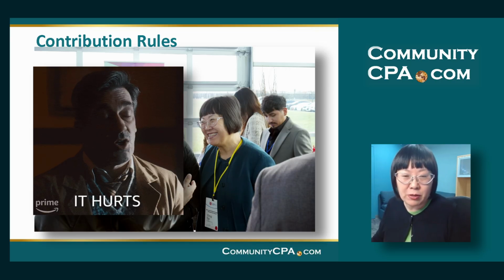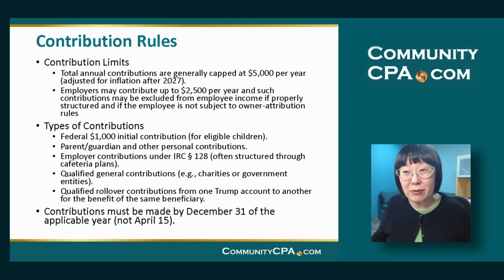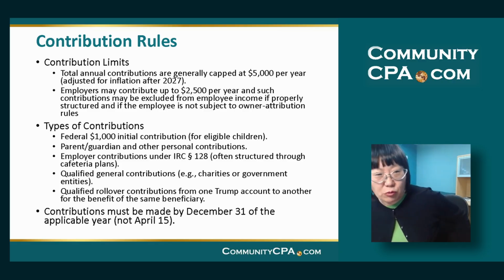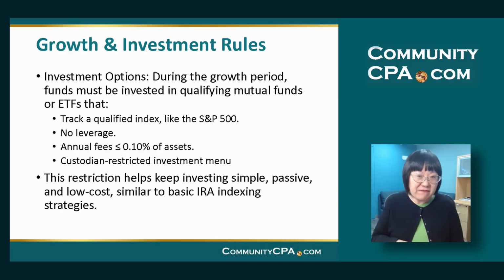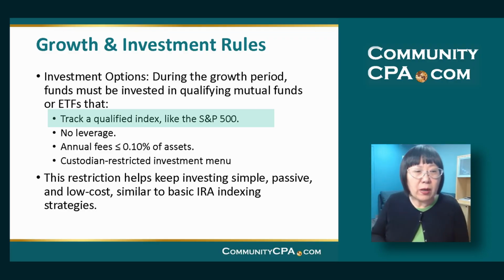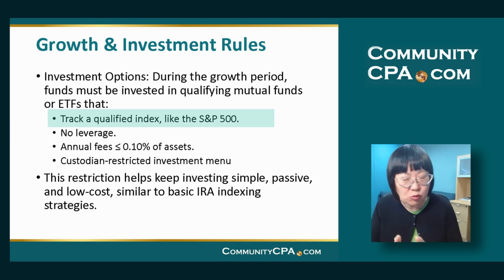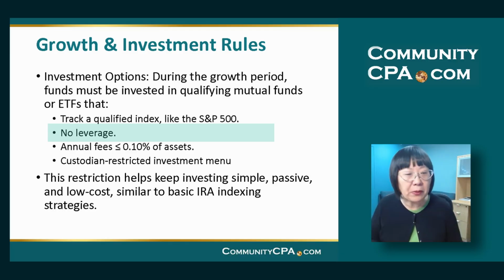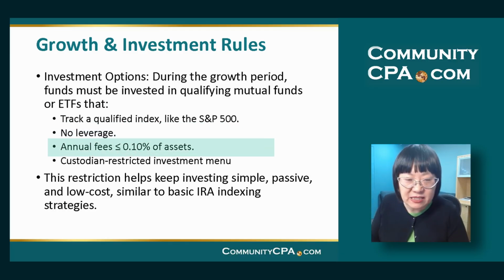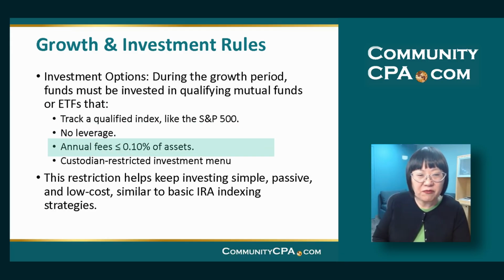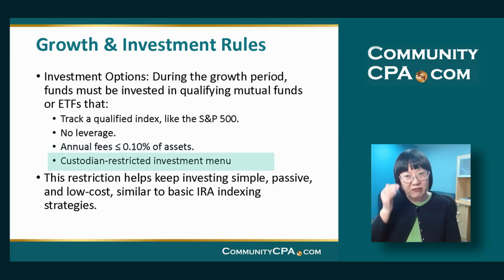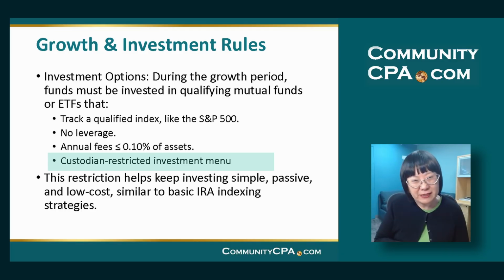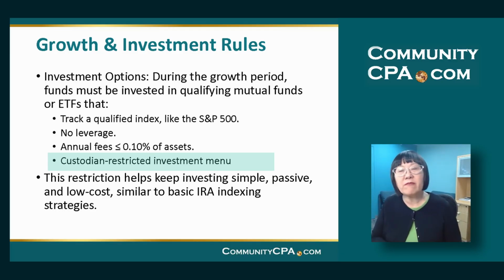But if you don't want to remember those, of course, you work with professionals and they would remember that for you. So the growth and investment rules are also special. During the period the money is in the account, it must be invested in qualifying mutual funds or ETFs that track a qualified index like the S&P 500. No leveraging means you cannot borrow against it. And annual fees are less than 0.10% of assets, which just means that there are still fees for you. Custodian-restricted investment menu means that you will be given choices. You cannot do this self-directed IRA kind of thing. So there is a restriction for the investment.